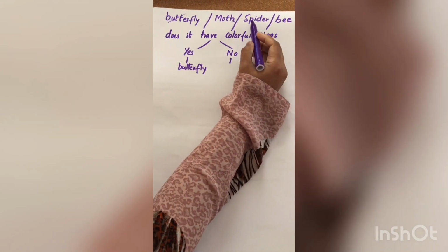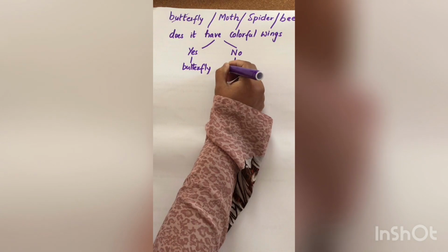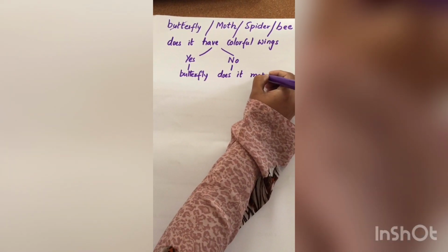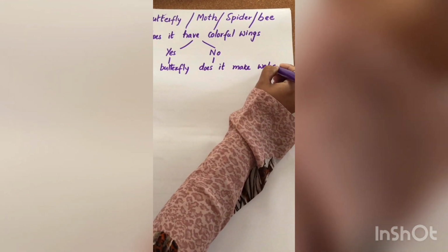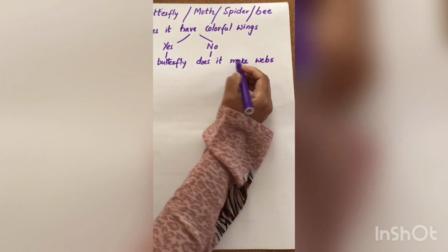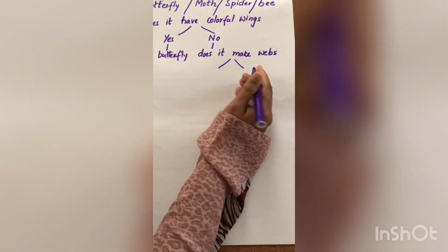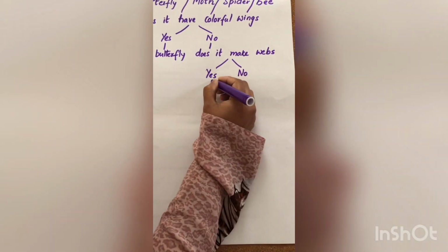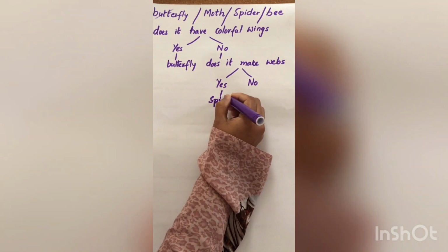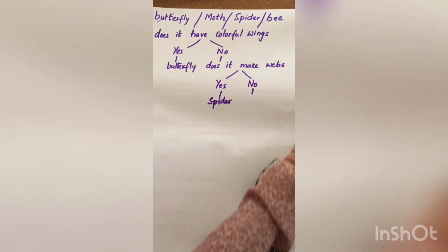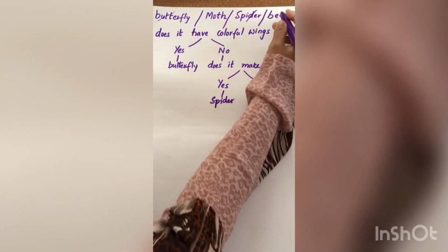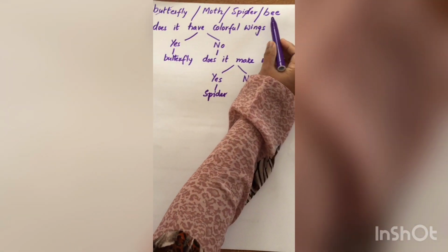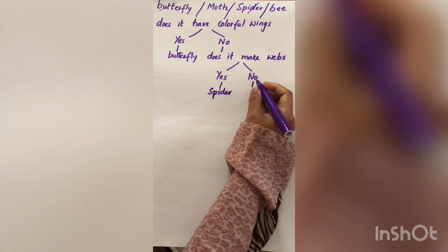Let us make a key for the spider. Does it make webs? So among these three creatures, we are very sure that the spider makes the webs. And under no, so we have now two creatures left. So bee and moth. So this one we can make an easy key.